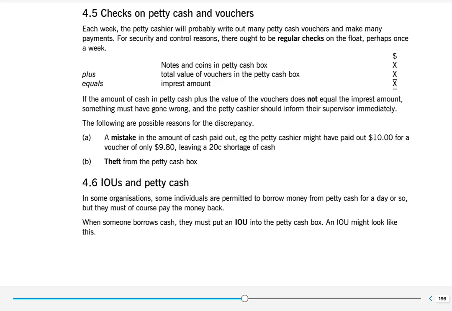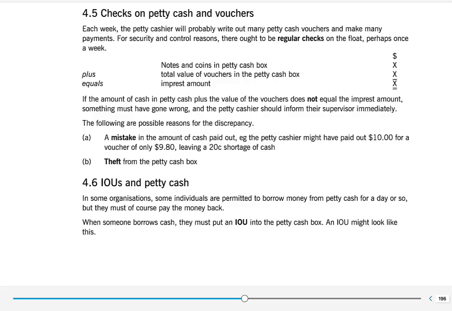What to do if the petty cash does not balance? When a discrepancy is found, the petty cash cashier must not ignore it. The correct action is to report it immediately to the supervisor. Then investigate. Investigation means check vouchers again. Recount cash again. Check if any vouchers are missing.